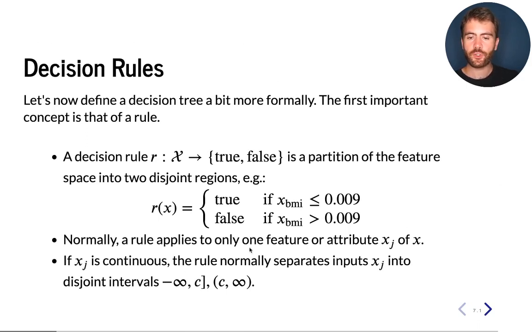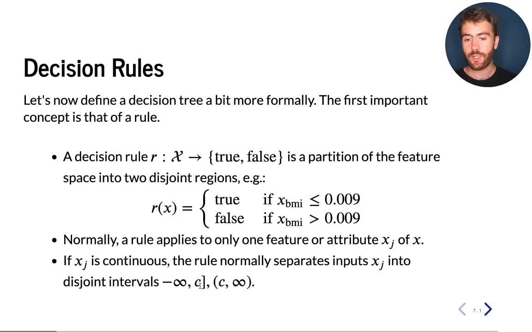And depending on what kind of value these attributes take, if this is a continuous variable, then normally these kinds of rules would branch on a particular value. So if this BMI is less than the threshold, then we go one way. If it's larger, then we go another way. We can define this mathematically as partitioning the input space into two disjoint intervals with some middle threshold C here, and then if we're on one side we go left, if we're on the other side we go to the right.